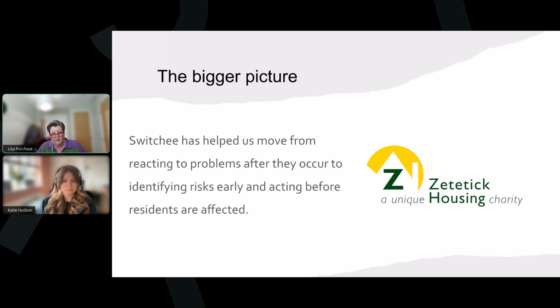So I suppose the question is no longer whether a problem has been reported. The question is whether the data is already telling us that a resident might need our help, and that's what we're going to do. So thank you very much for that.